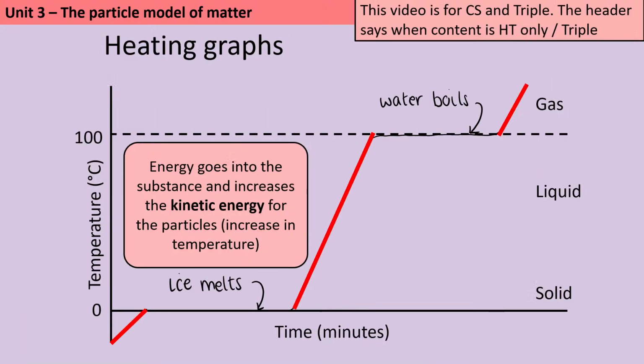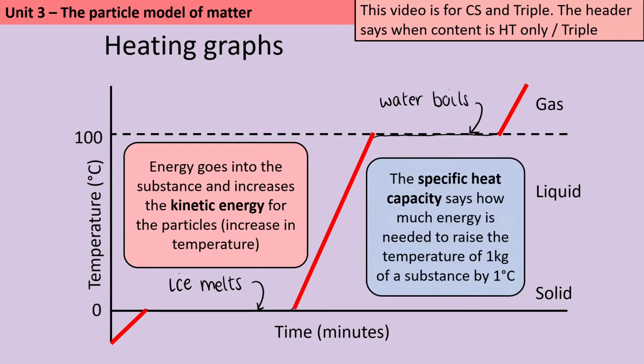So the red bits of the graph here represent places where the energy is going into the substance and it's making the particles move faster. If it's a solid, like ice, then the particles are vibrating faster in their fixed positions, and if it's a liquid, the particles are moving faster past each other, and so the temperature is increasing. If I want to know exactly how much energy it's going to take to heat up the substance, then we need to know the specific heat capacity, which we met earlier in the energy topic. This tells us how much energy is needed to raise the temperature of a substance by 1 degree C.